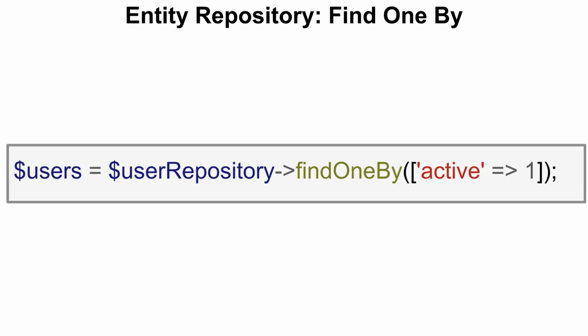In addition to findBy, there's a findOneBy, same as the previous method, except it only returns the first object that matches the parameters that are passed to the method.